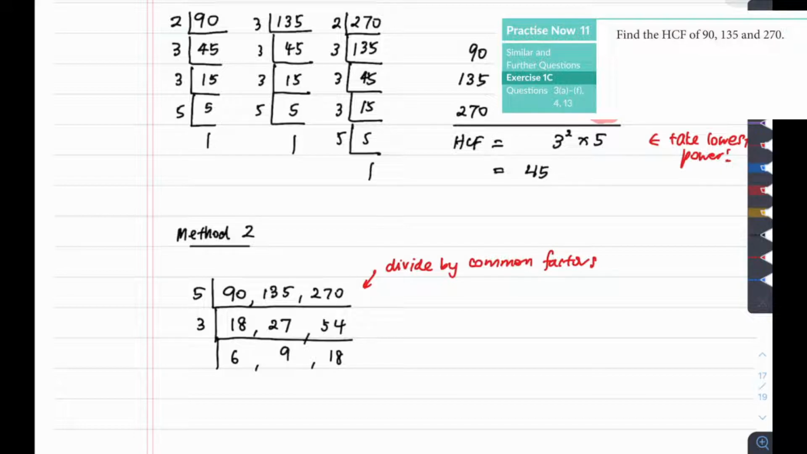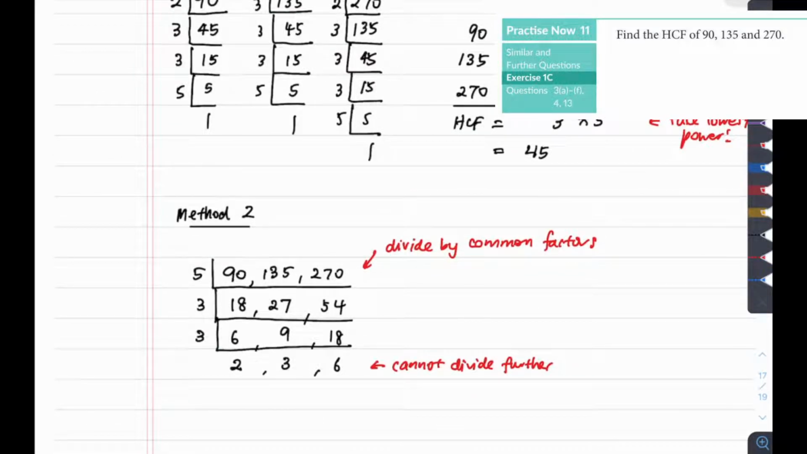Let's divide this one more step further. 6 divided by 3, we get 2. 9 divided by 3, you get 3. 18 divided by 3, you get 6. So we are looking for the common factors to divide, and at this step, we cannot divide further. So we stop here. There are no other factors to divide further.